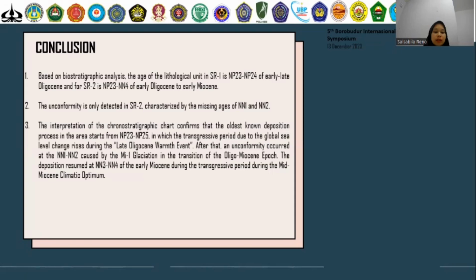And finally, the interpretation of the chronostratigraphic chart confirms that the oldest known deposition process in the area starts from NP23 to NP25, in which the transgressive period is due to the global sea level rise during the late Oligocene warmth event. After that, an unconformity occurred at NN1 and NN2, caused by the Miocene glaciation in the transition of the Oligo-Miocene epoch. The deposition resumed at NN3 to NN4 of the early Miocene during the transgressive period of the mid-Miocene climatic optimum.